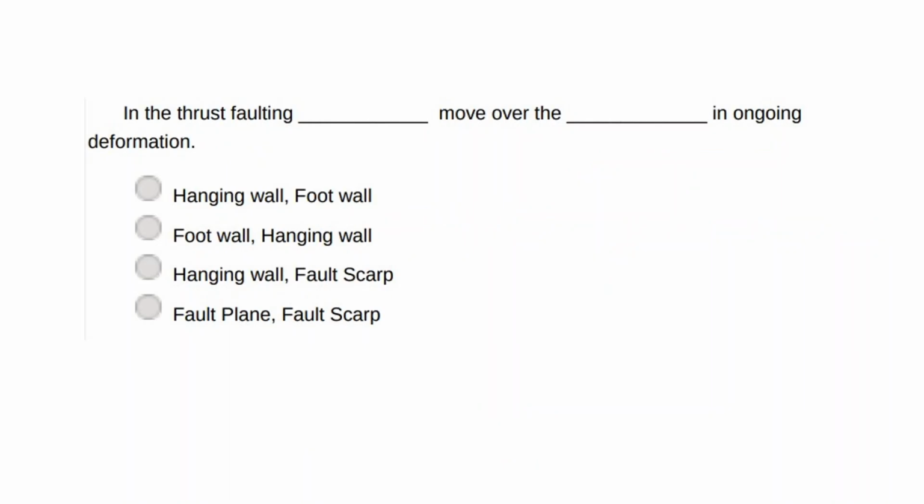In the thrust faulting, dash move over the dash in ongoing deformation. So thrust fault, what is the other name of thrust fault? So yeah, reverse fault. So can you give me the answer? What happens during a thrust faulting? Something moves over the other. So I had mentioned hanging wall and footwall. So what moves over or on top of the other?